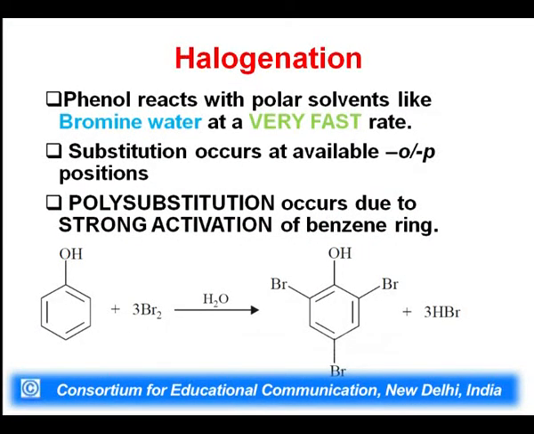And second, the substitution takes place at all the available positions, that is ortho and para positions, resulting in a polysubstituted product. So, what we need to do is, if we want to prepare only ortho and para products, then we will have to do the reaction under milder conditions. That is, we will have to do the reaction in a non-polar solvent.